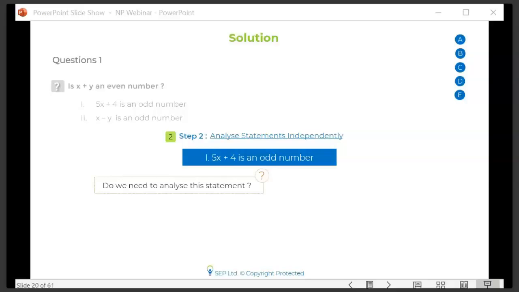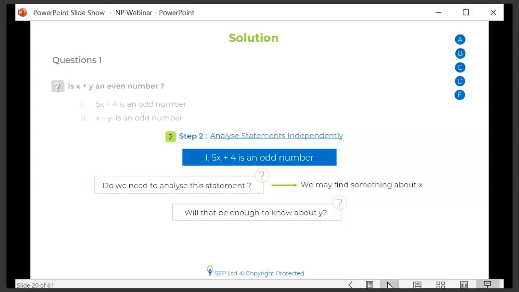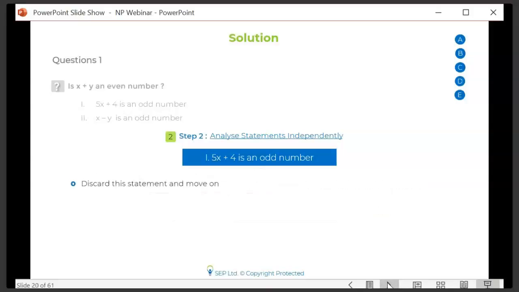No info about y. Swati, you are right. Okay. Yes, Mahiti, yeah. Absolutely correct. See, when you want to find out if x plus y is an even number, you need to know something about y also, right? So what you could have done is simply say that using this statement, we'll get to know something about x, but we will not be able to know anything about y. It does not make any sense to analyze this statement. And you could have simply said that statement 1 is not sufficient. And since statement 1 is not sufficient, your answer cannot be A or D. So you could have directly discarded the statement and moved on to the next one.